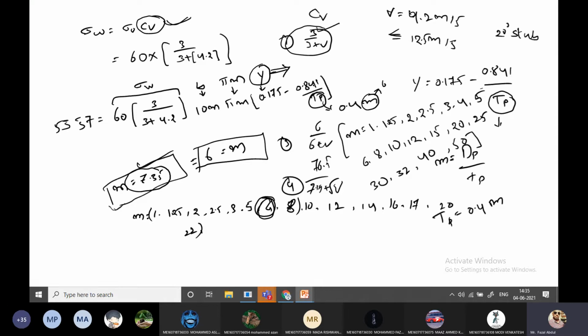0.175 minus 0.841 by TP. TP is nothing but here 0.4 into module. We got the module value as 6. Substitute the value. Tell me the y value first. Do it fast, Babu. Do it fast. What is the y value first? 0.175 minus, you got. Okay. Let it define.